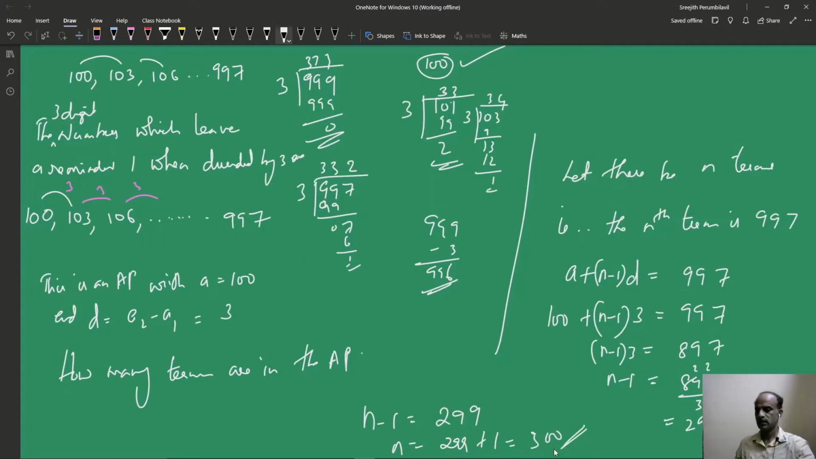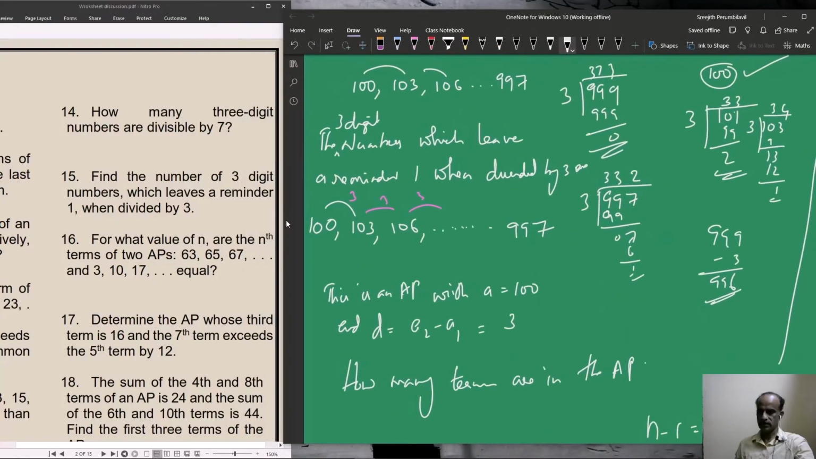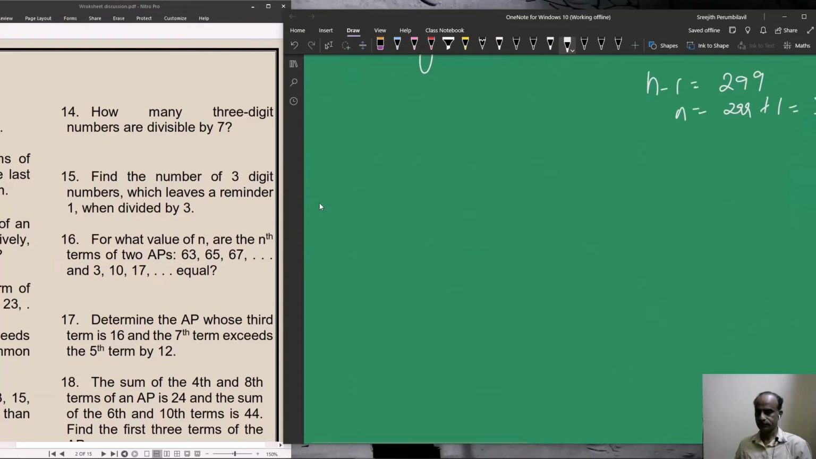There are 300 such numbers, which leave remainder 1 when divided by 3. Okay, similar to the other question. Question number 16. That's again an important question.